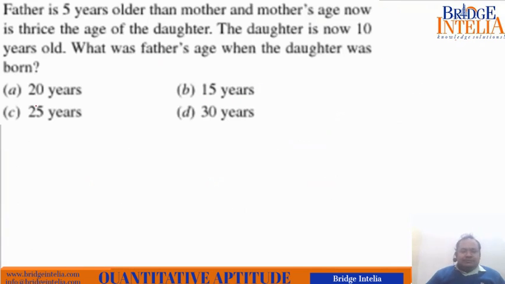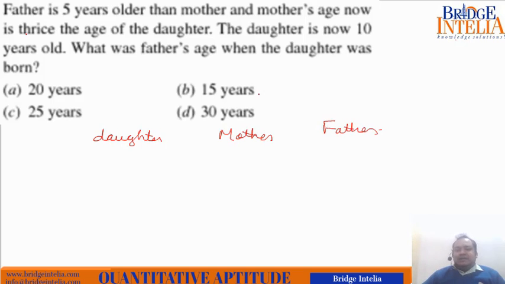Let's move to next one. Father is 5 years older than mother, and mother's age now is thrice the age of the daughter. The daughter is now 10 years old. So there is a daughter, then there is a mother, and then there is a father.